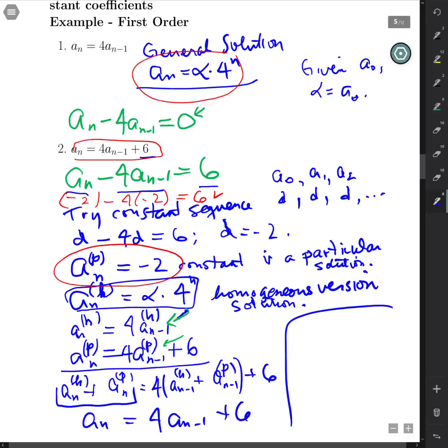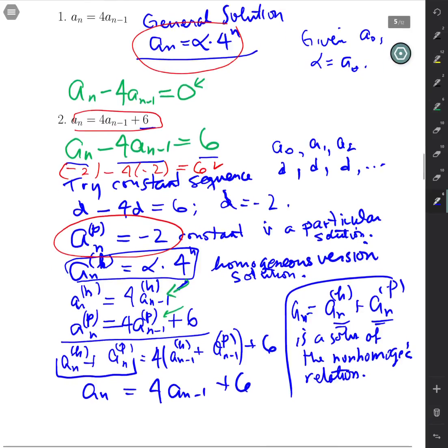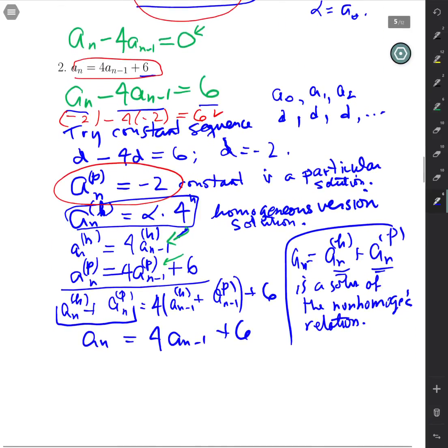So that tells us that anything of the form a_n equals a_n^h plus a_n^p, the homogeneous plus the particular solution of the non-homogeneous equation, is a solution of the non-homogeneous recurrence relation. In fact, that's all of them. I will show that a little later. Now, we have room here. Let's go ahead and do that.